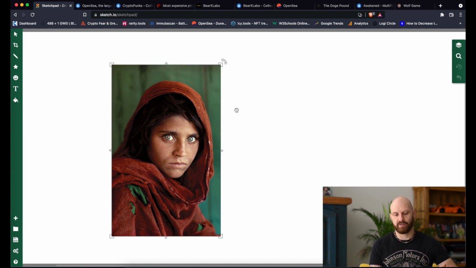So the image I have here on the screen is the Afghan girl. It's a photograph taken by Steve McCurry. You may be familiar with it. It ended up on the cover of National Geographic magazine quite a while back. It's one of the most famous photographs ever taken and one of the most famous magazine covers ever produced. But just the fact that I have it here on my screen doesn't mean that I own it.